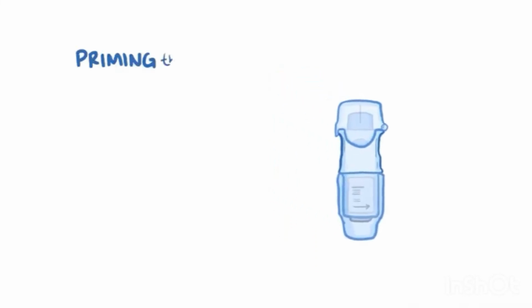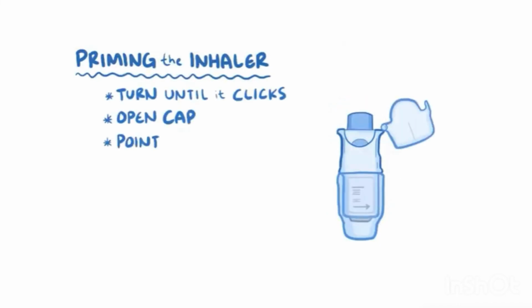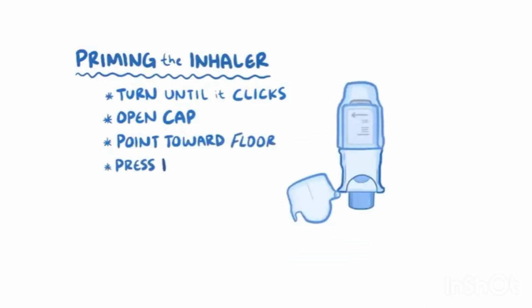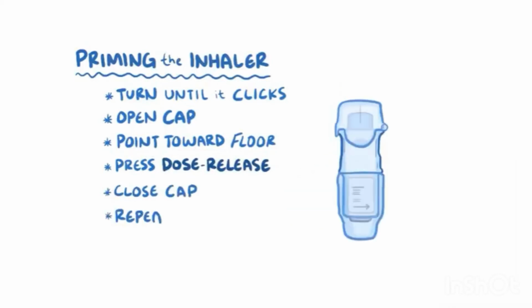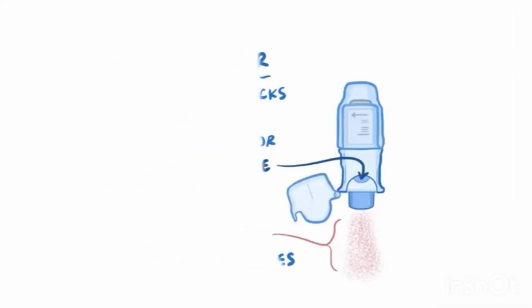Next, it's time to prime the inhaler. To do this, hold the inhaler upright with the cap closed and turn the base to the right, in the direction of the arrow, until it clicks. Open the cap and point the mouthpiece toward the floor. Then press the dose release button to release the medication. Close the cap and repeat these steps until you see a fine mist. Once you see the mist, repeat these steps 3 more times. Depending on the medication, you might have to prime the inhaler whenever there are several days between uses.